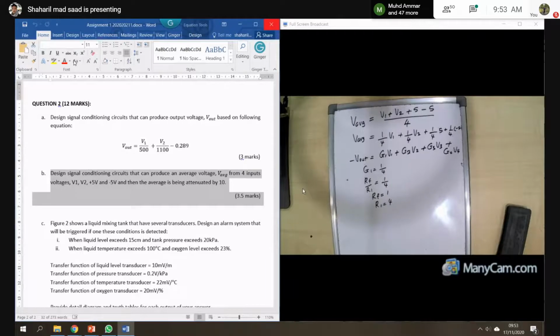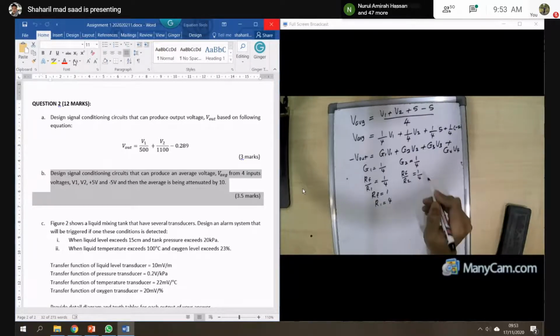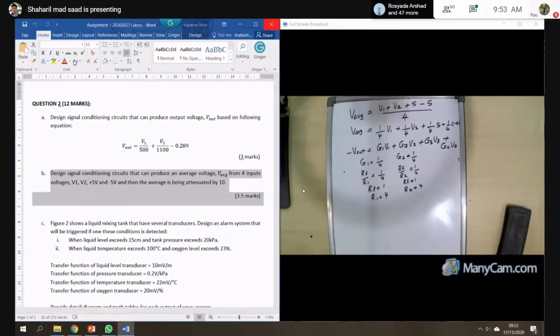Same thing with this one. G2 is also 1 over 4, so RF over R2 equals 1 over 4. That means RF is 1 and R2 is equal to 4. Then you start to draw your summing circuit.